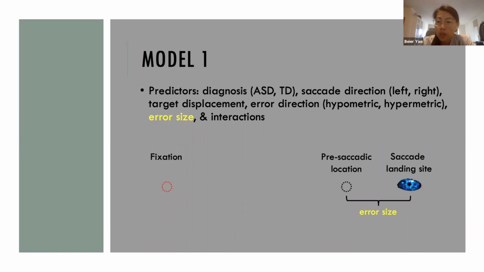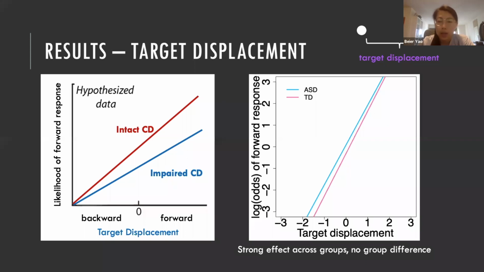Lastly, error size refers to the distance between saccade landing site and pre-saccadic location. The smaller the error size, the more accurate the saccade is. Now let's look at the actual results.